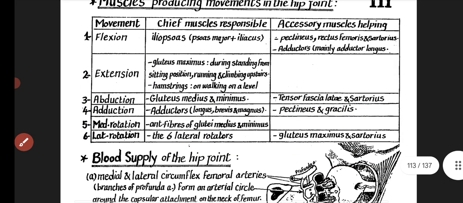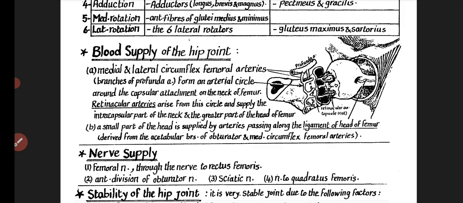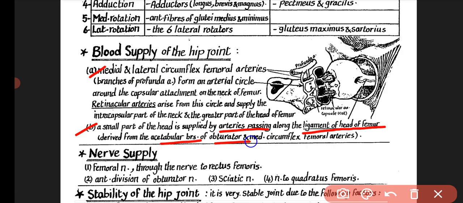Okay. Next, we will go to the blood supply of the head. You have to write it down. The blood supply is from the medial and lateral circumflex femoral arteries, and a small part of the head is supplied by the arteries passing along the ligament of the head of the femur, from the acetabular branch of the obturator and medial circumflex femoral artery. You have to write the names only.